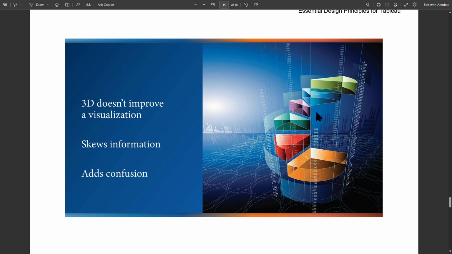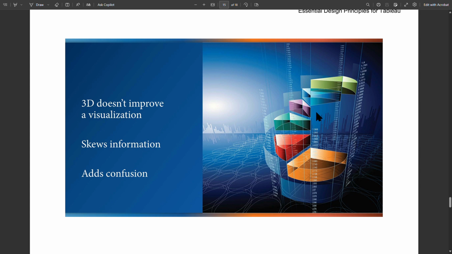We should not use 3D visualization because most of our graphs are presented in 2 dimensions. And for graphs in 2 dimensions, using 3 dimensions is a no because it skews the information and adds confusion for the user. For these reasons, we should just avoid using a 3 dimensional graph.